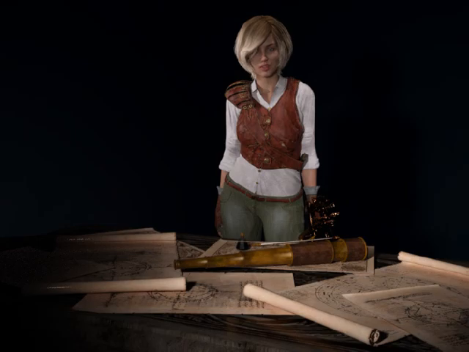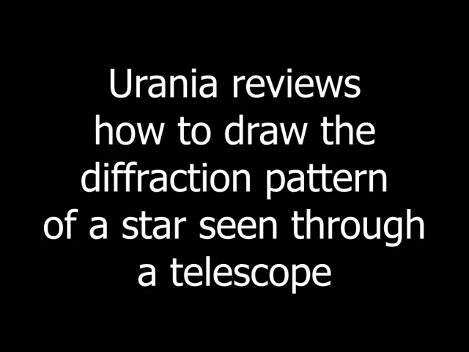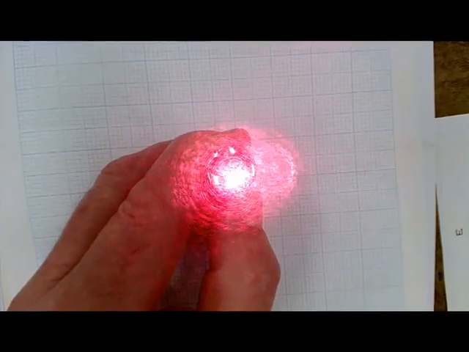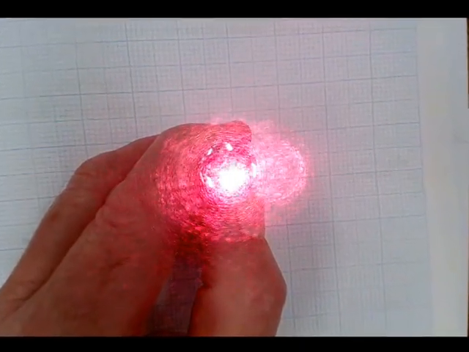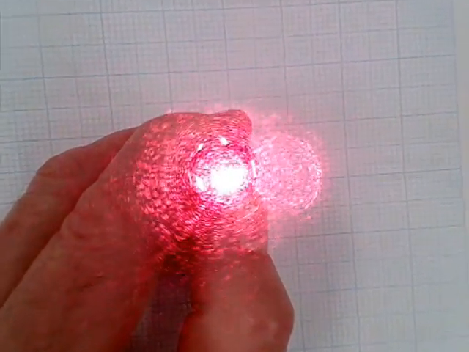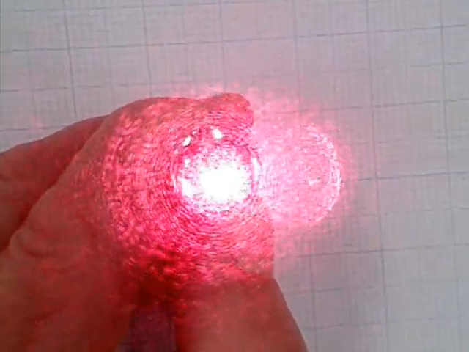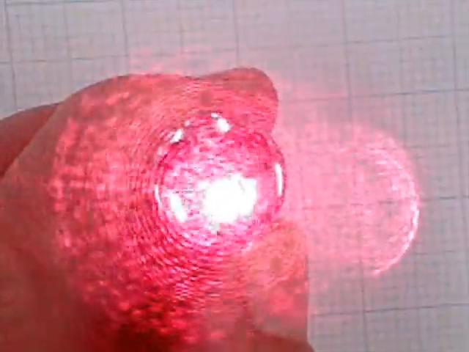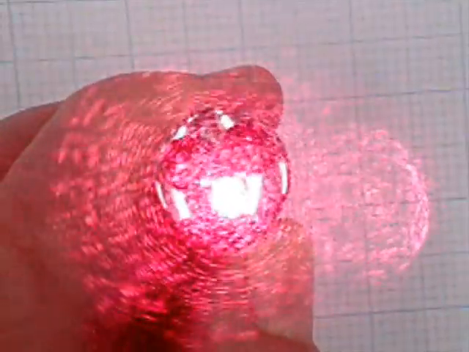In this video I will review the diffraction pattern for a single star. In this video, we can see the diffraction pattern of a laser light passing through a webcam. It produces a similar diffraction pattern to that which would be seen for starlight diffracting through a telescope.